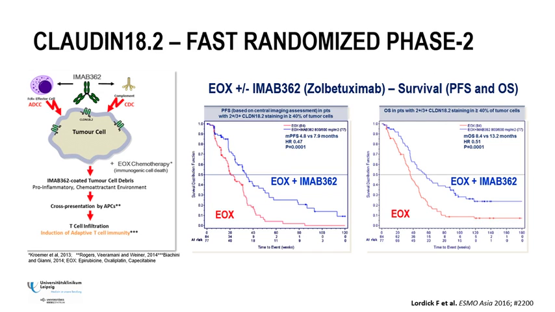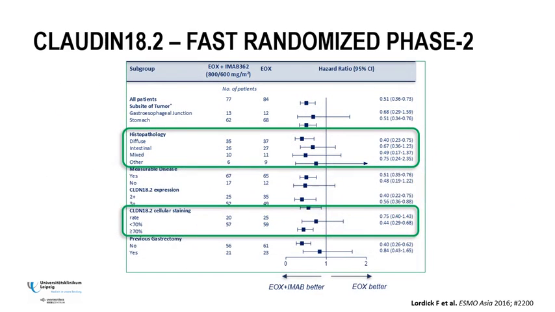In a randomized phase 2 trial with a limited number of patients, it was shown that the addition of IMAB362 to standard chemotherapy, epirubicin, oxaliplatin, and capecitabine, led to a significant prolongation of progression-free survival and overall survival. Interestingly, these good effects seen with Zolbetuximab were more pronounced in the diffuse type of gastric cancer, and they were also more pronounced when the level of Claudin 18.2 cellular staining increased.